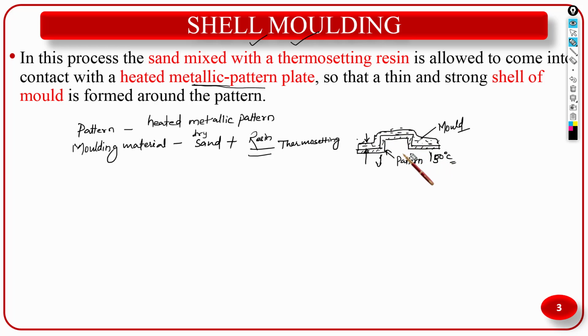There are two factors. One is the temperature of this plate, that is the pattern, and the other is the time for which the sand will be put over the surface of the plate. The more time it is put over here, the more thickness you will get, because that much resin will be melted. It also depends on the temperature. If the temperature is more, then the thickness you get is more.